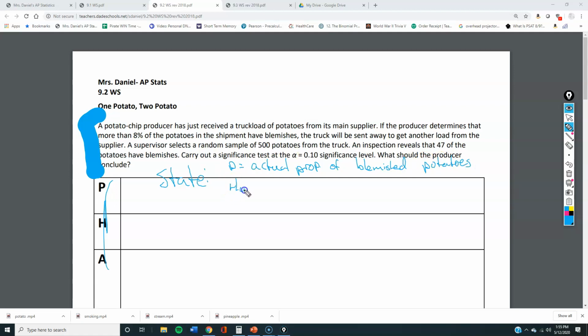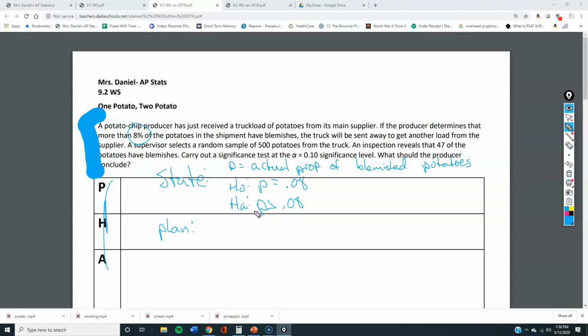What's our null? What do they tell us is true? They say that the proportion should be 0.08. Right? Or that no more than 8% should be blemished. So as someone who's receiving potatoes, I want to test. I want to see if this is over 8%. I'm going to go to plan.